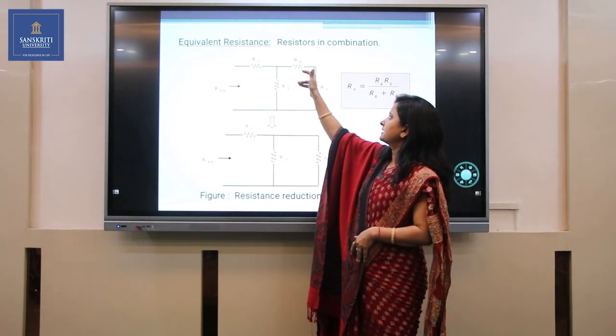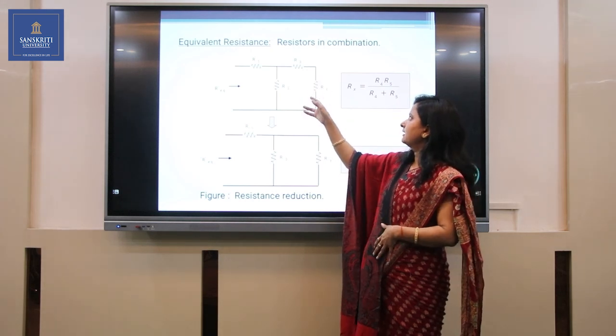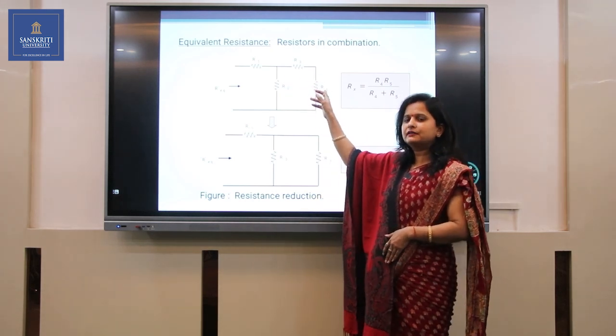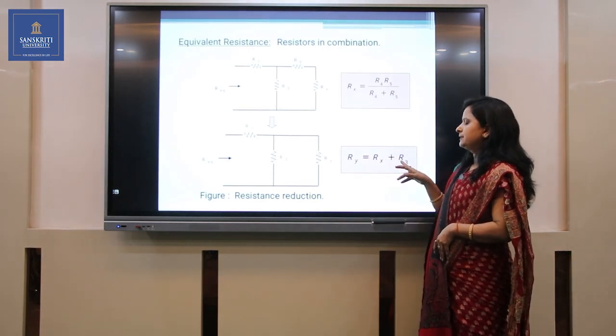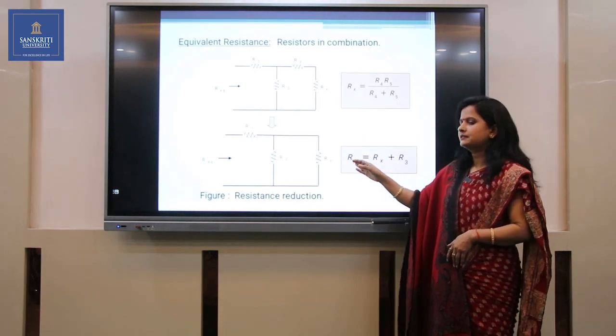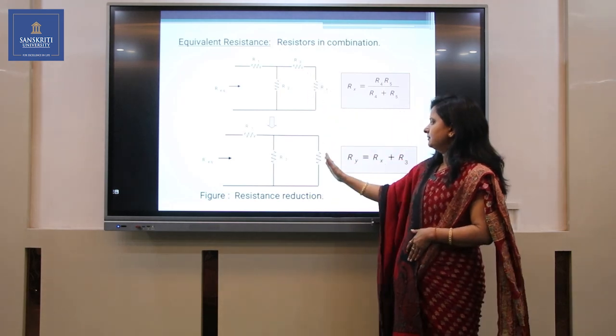Now this Rx is connected in series with R3. It can be seen easily that Rx plus R3 is the resultant of these two resistances. So what will it be here? Rx plus R3, let us consider it Ry. So we can replace R3 and Rx with Ry.